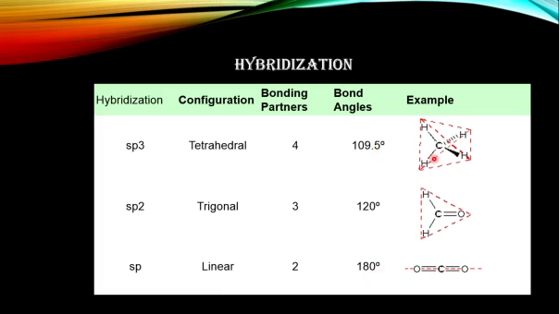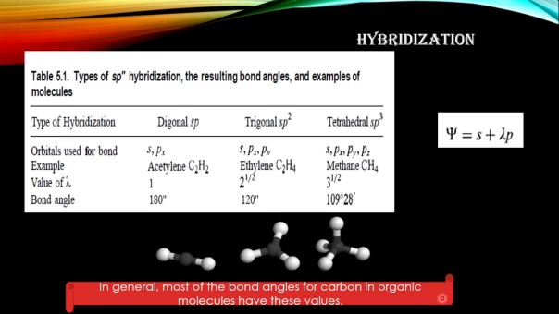The examples are also given here. You can see that acetylene is the example for sp hybridization, ethylene, which is C2H4, is the example for sp2 hybridization, and methane is the example for sp3 hybridization. These three examples have to be studied by you to know the different kinds of hybridization. The value of the parameter lambda is also to be noted.